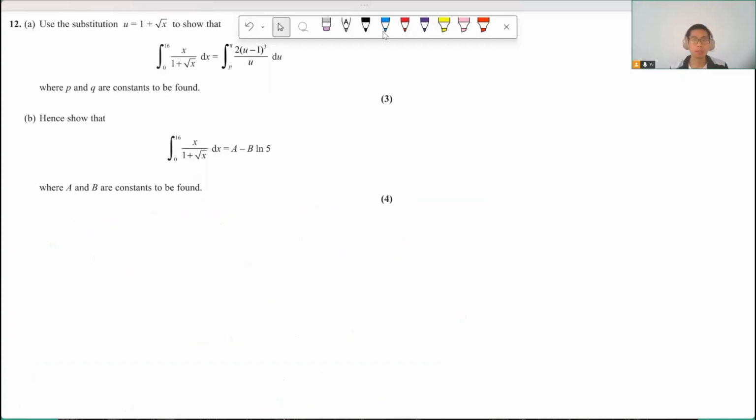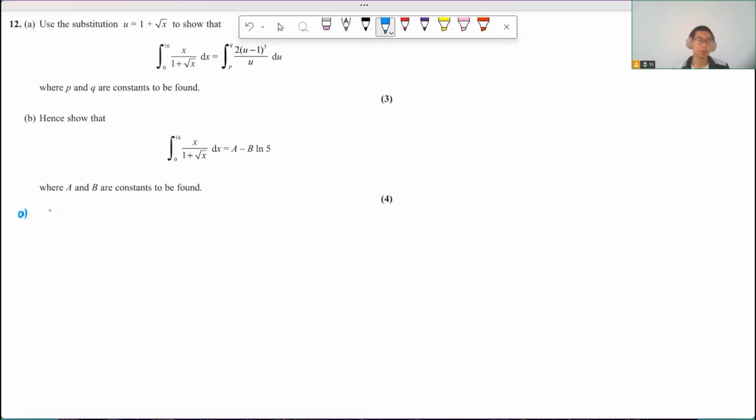Okay, let's have a look at question 12. So this is the integration by substitution question. Let's have a look. So part A, use the substitution u equal to 1 plus root x to show that this integral is in that form.